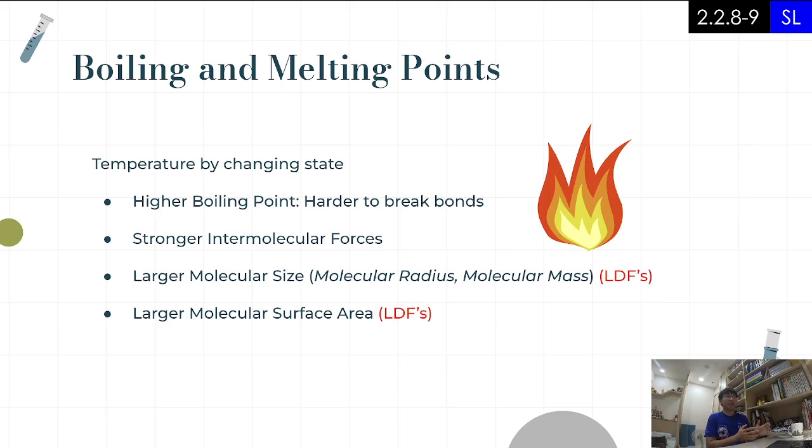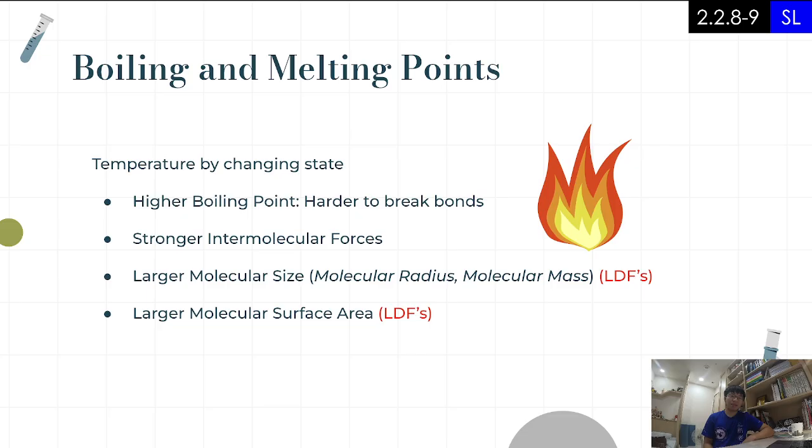Remember when I said that bond strength is really important? It impacts the properties of covalent molecules, such as boiling and melting points. Boiling and melting points are the temperatures at which a molecule changes state. What it does is break the bonds between molecules. The stronger the bond is, the harder it is to break, so a higher temperature or energy is needed. So a stronger intermolecular force will make the molecule have a higher boiling or melting point.